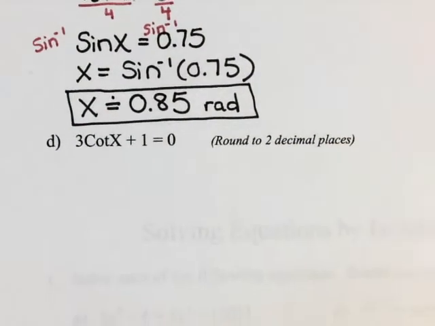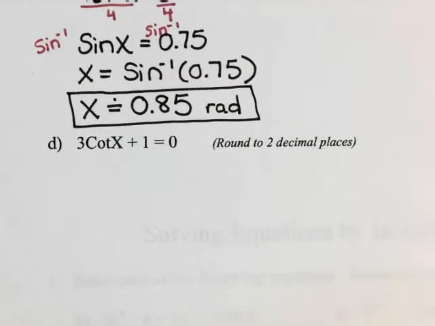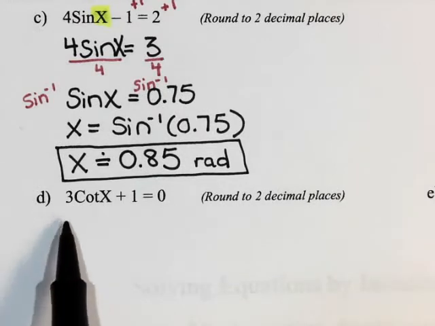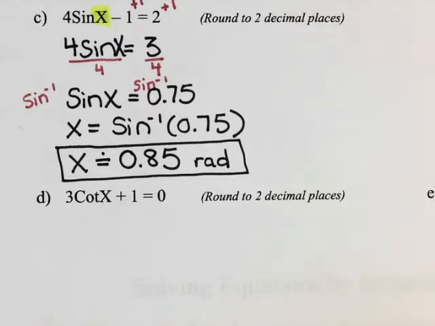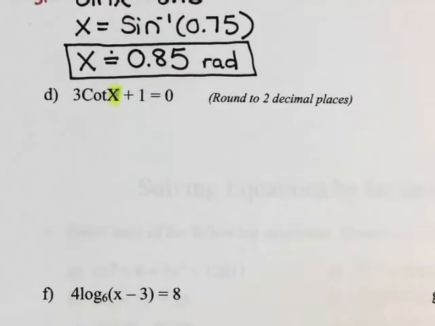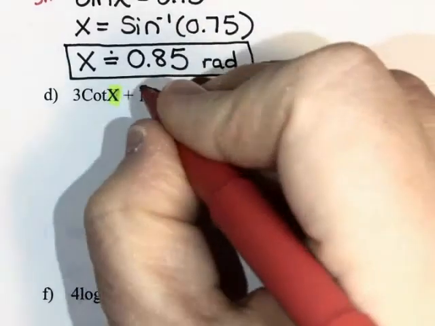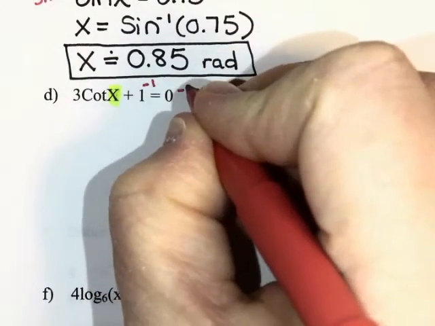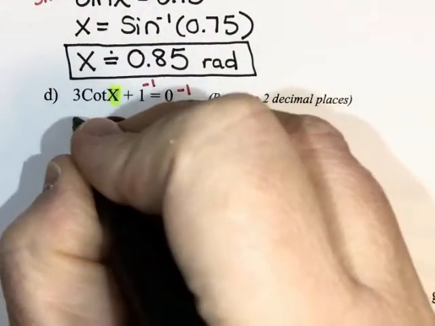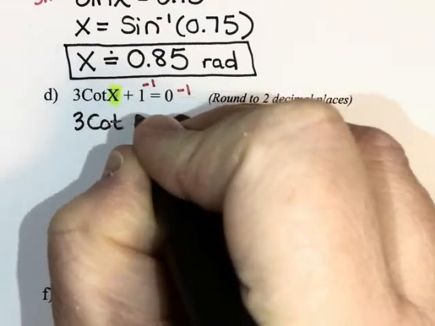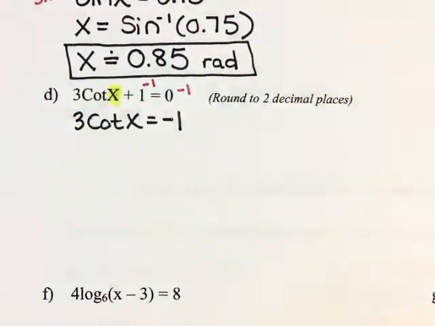Okay, we are going to try another one. This one is a reciprocal function. So I have 3 cotan x plus 1 equals 0. I am going to try to solve for x. I do notice there is just one x in the question, so I don't need to collect like terms or anything like that. I can just start rearranging. I would start by moving any addition or subtraction. So I'm going to subtract 1 from both sides, and I will get 3 cotan x equals -1.